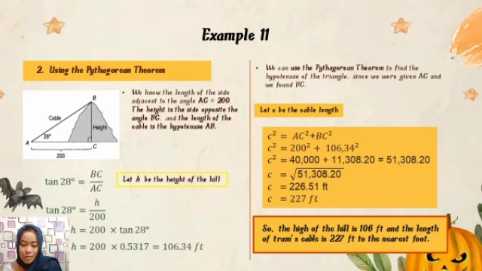So the value of C equals 226.51 feet, and we round up and we have the value of C equals 227 feet. So the height of the hill is 106 feet, and the length of the tram's cable is 227 feet to the nearest foot.